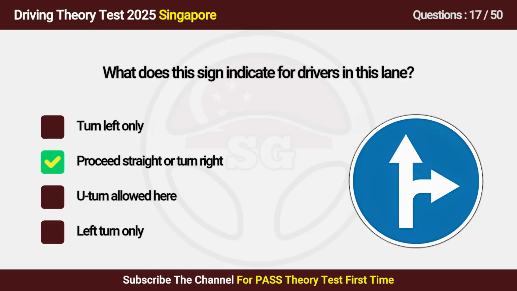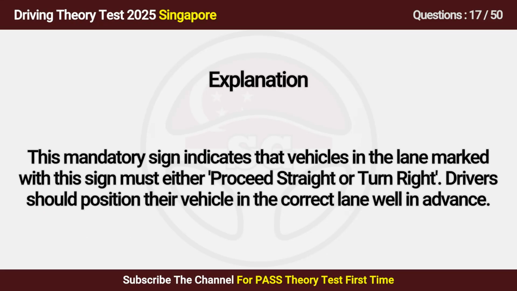Answer is B. Proceed straight or turn right. This mandatory sign indicates that vehicles in the lane marked with this sign must either proceed straight or turn right. Drivers should position their vehicle in the correct lane well in advance.